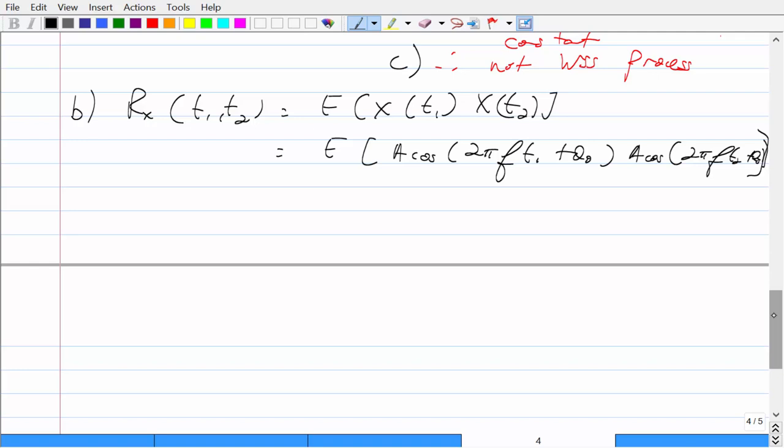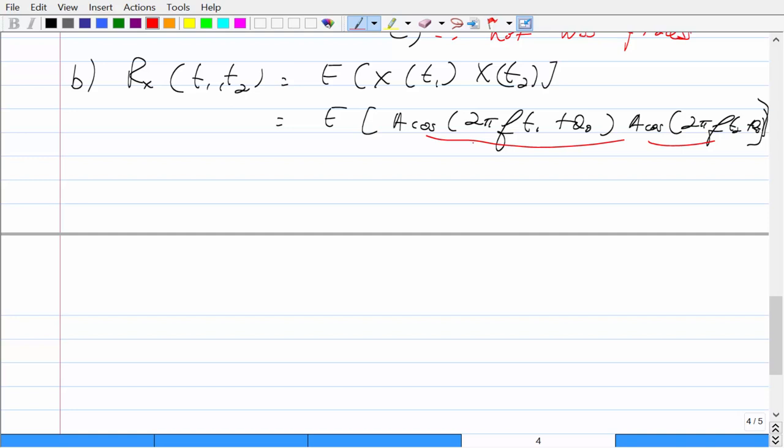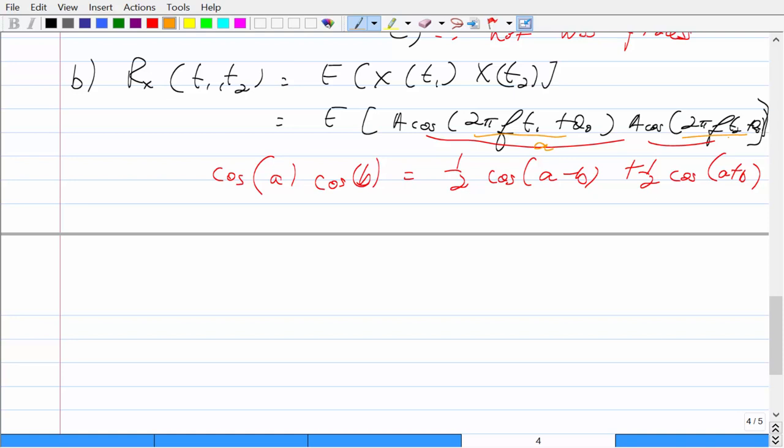Okay, so we see that there is a product of two cosines. There's a property for multiplying two cosines: the product of cos A and cos B is the same thing as a half cos(A minus B) plus a half cos(A plus B). That's the property I'm going to use here. In this case, I'm going to let this be A, and this be B.